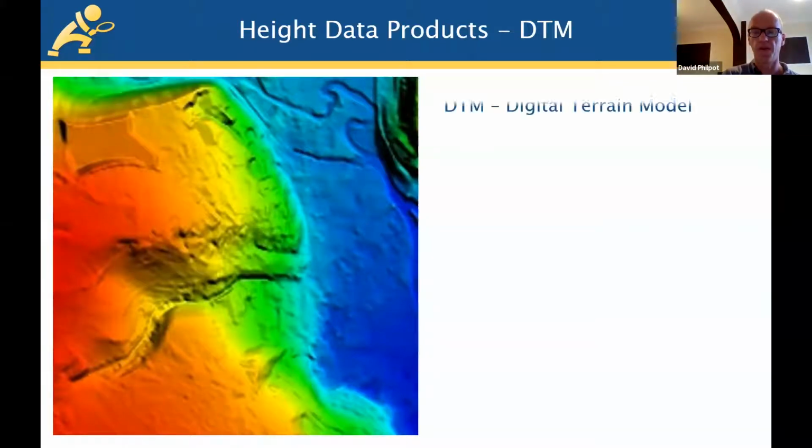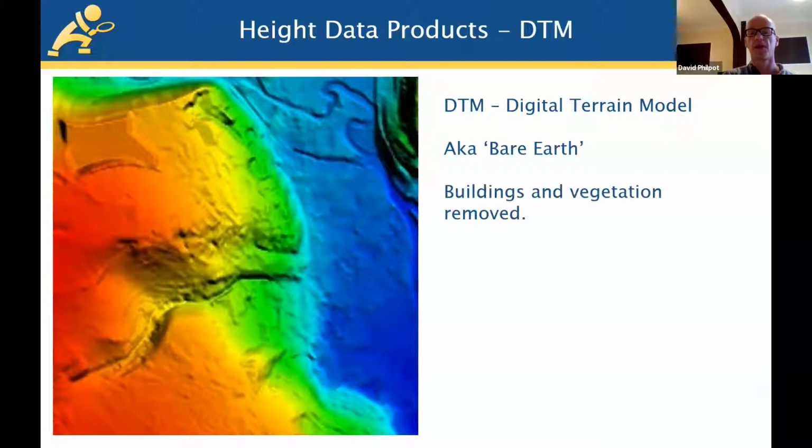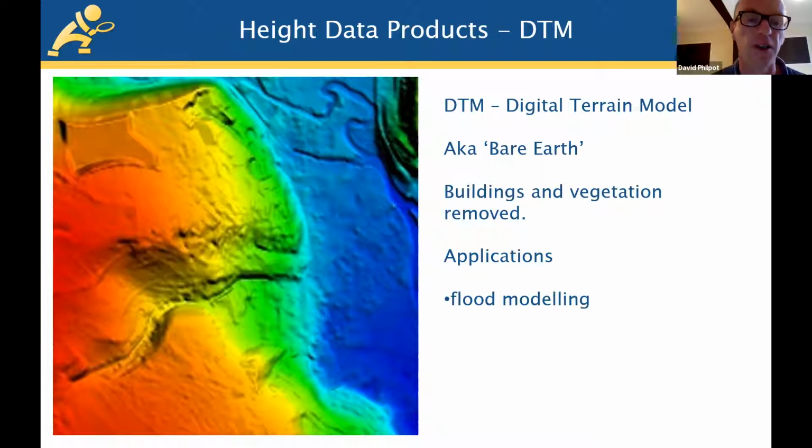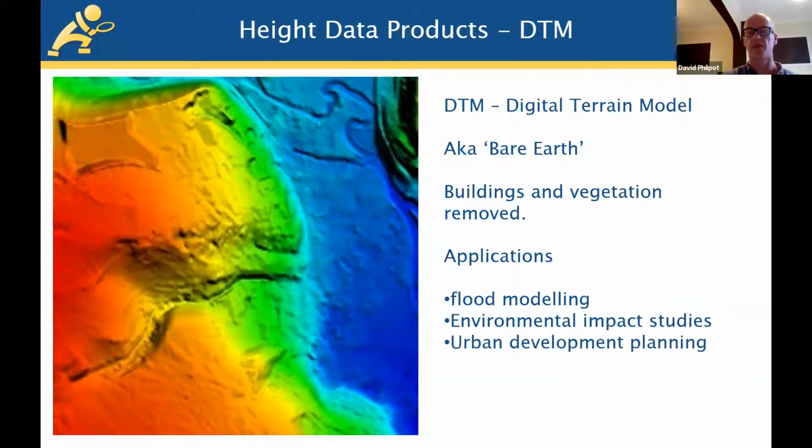And then from there, we can create a DTM, which is a hugely important data set on its own. It's a terrain model, also known as a bare earth model, and it has all the buildings and vegetation removed. This is a semi-automated process, but there's also manual editing in 3D. It's got an awful lot of applications, principally flood modeling. So it's a hugely valuable data set for flood modeling and environmental impact studies.